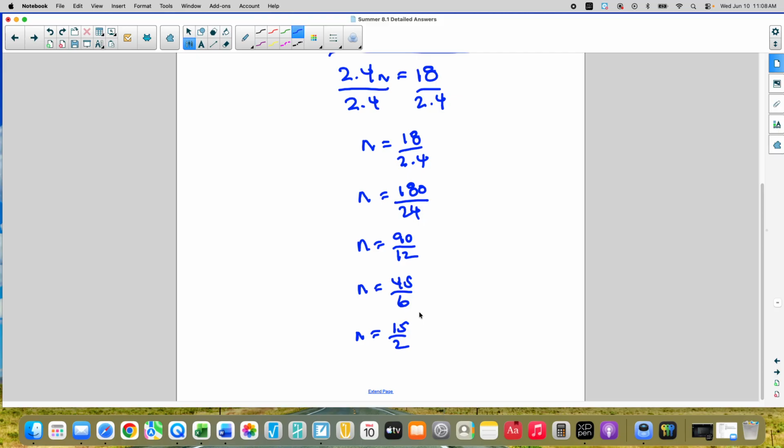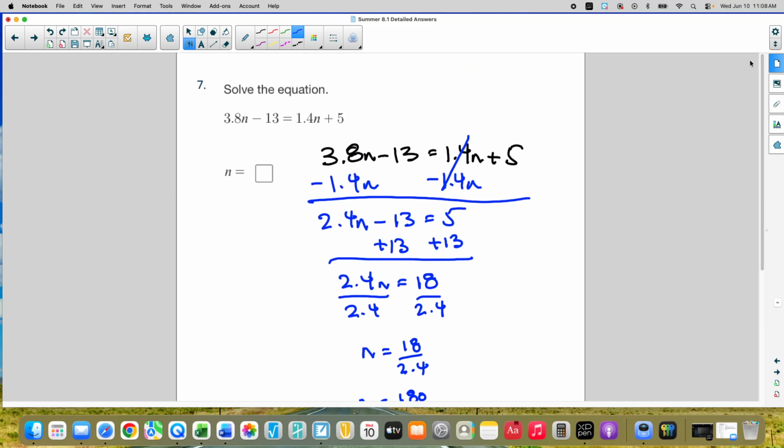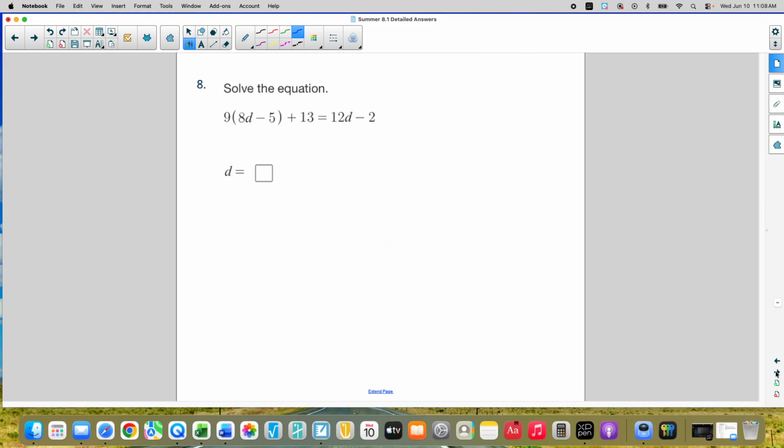Would that be your good answer? Yeah, 15 over 2, 7.5. I like that. That works. Okay, that would be your answer. Again, I'm not going to change it to a decimal. That's doing more work. Number 8, same thing here.